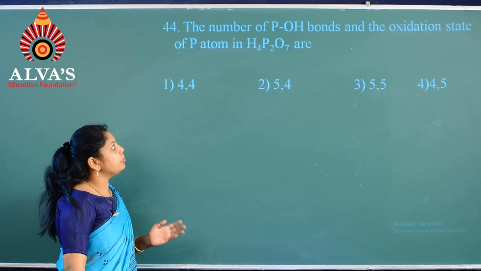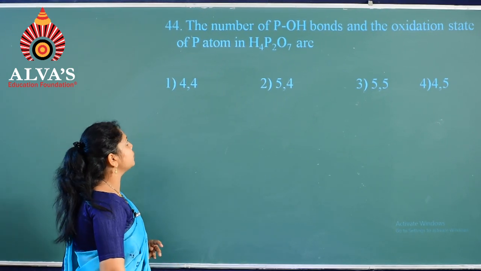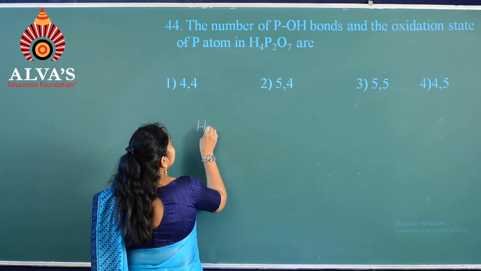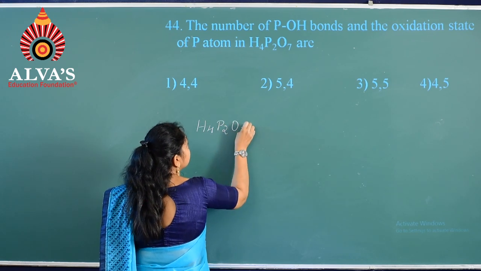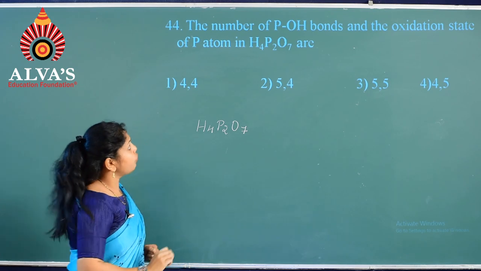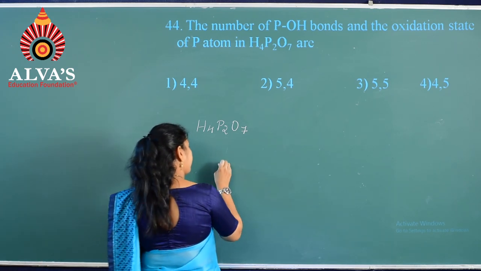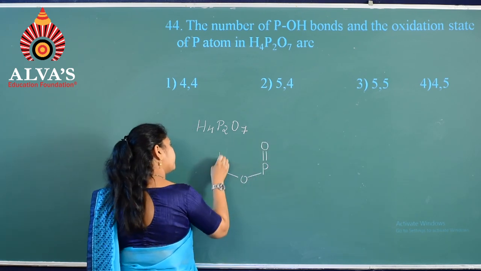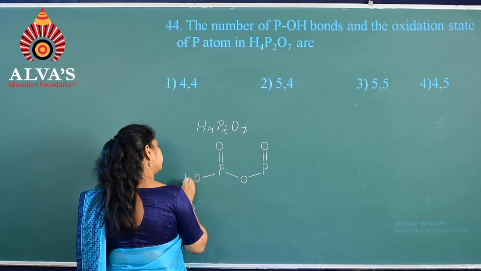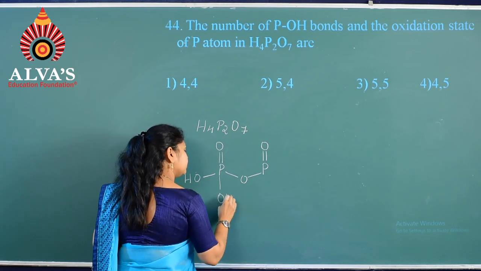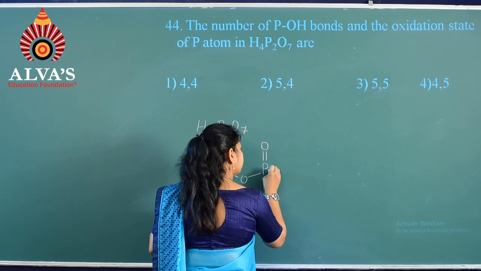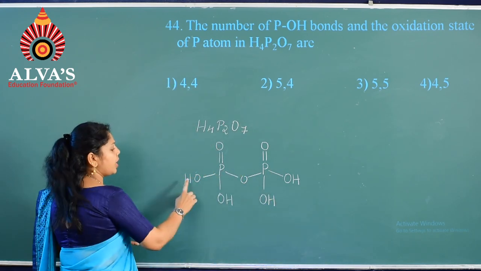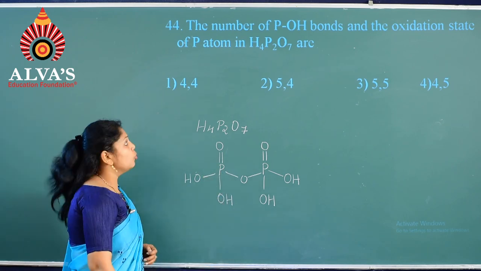Question 44. The number of P-OH bonds and the oxidation state of phosphorus atom in H4P2O7 are? So, if you consider the H4P2O7 molecule, first you have to write the structure to find out the number of P-OH bonds. If you observe the structure, there are 1, 2, 3, 4. 4 P-OH bonds are there.